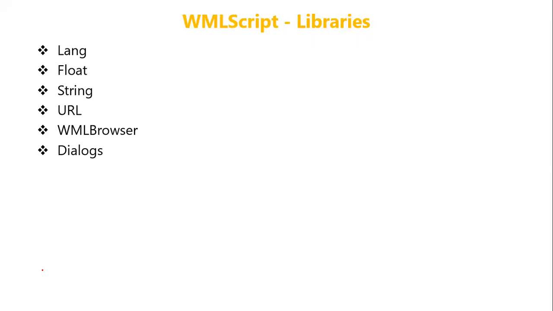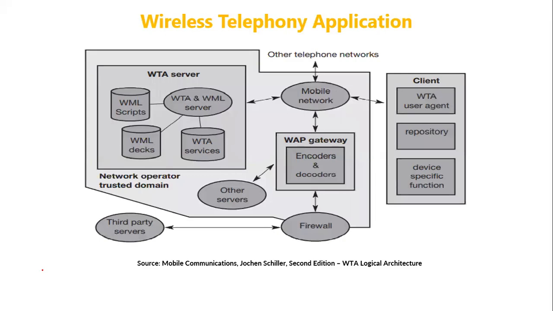It is an event-based scripting language. It uses programming constructs like while, if, for, return, all those things. And it is a weakly typed language. That is, the data type will be assumed automatically. You need not explicitly define the data type. We discussed a small example on WMLScript, and then we discussed a few libraries on WMLScript. Fine. Now we'll move to the next topic, which is wireless telephony application.